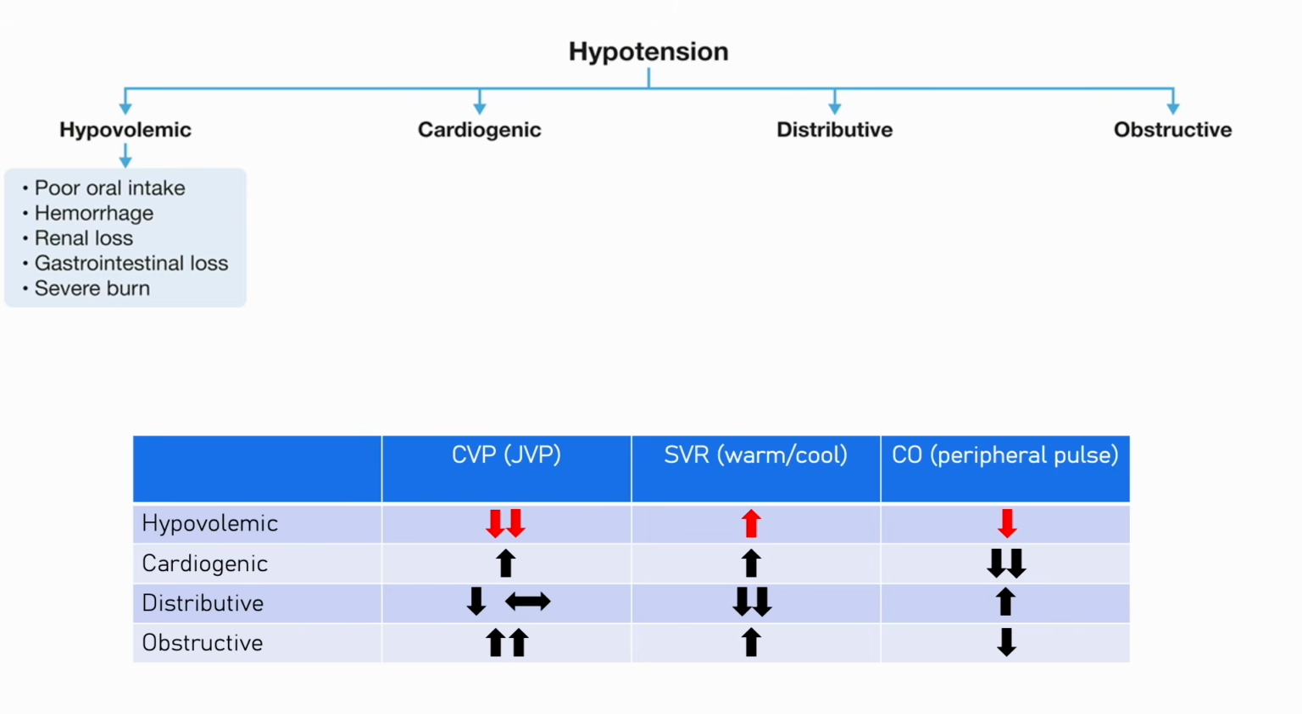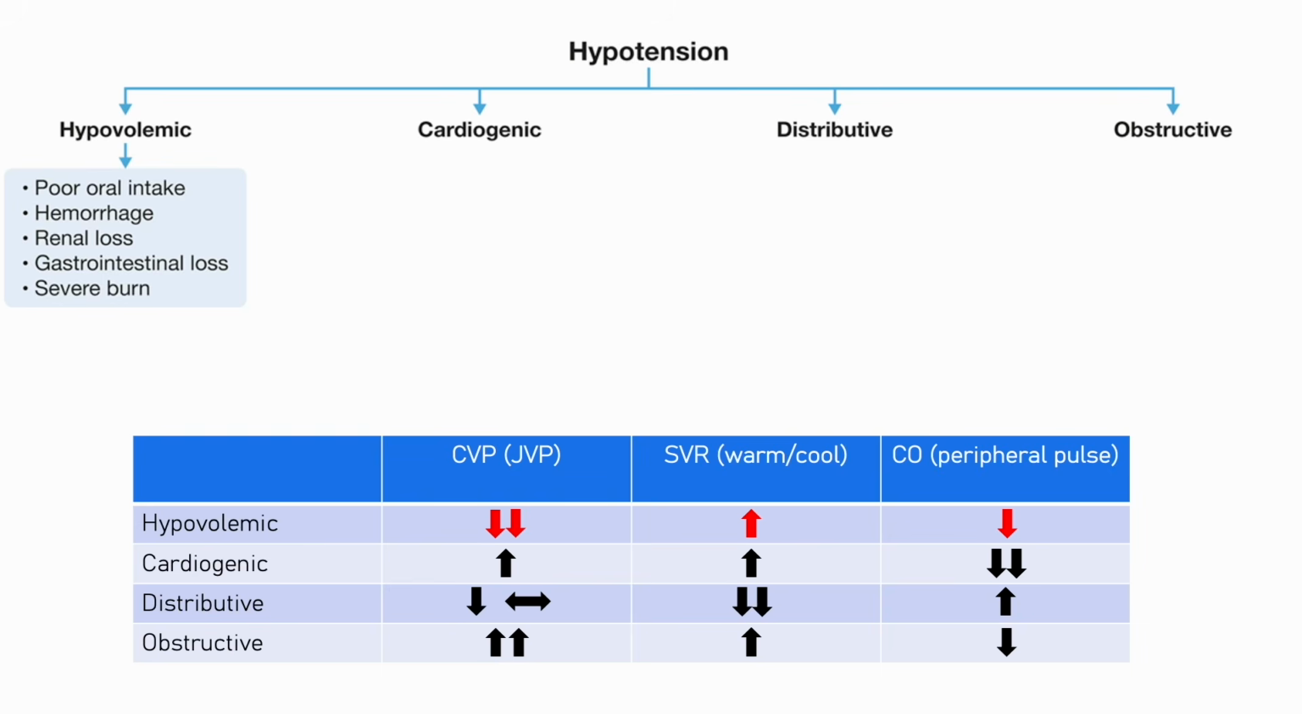But volume can also be lost through other routes. GI losses, such as vomiting or diarrhea, can lead to significant hypovolemia. Renal losses, particularly from diuretics or osmotic diuresis, can also reduce effective circulating volume. Poor oral intake can gradually lead to hypovolemia, especially in vulnerable patients such as the elderly. And in cases like severe burns, fluid shifts out of the intravascular space into damaged tissues, effectively reducing circulating volume.